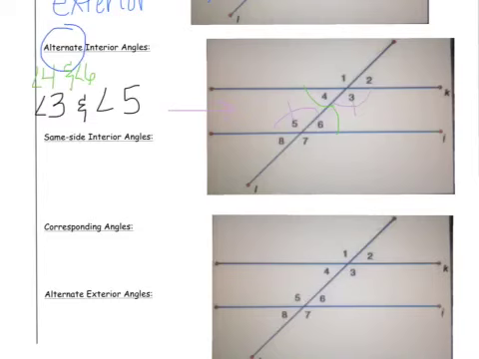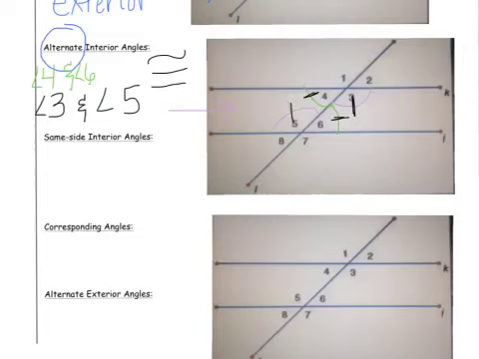Something is special about these angles. They are congruent. So angle 4 and angle 6 equal each other. Angle 3 and angle 5 equal each other. This is the sign that we use for congruent. It means equal in geometry.